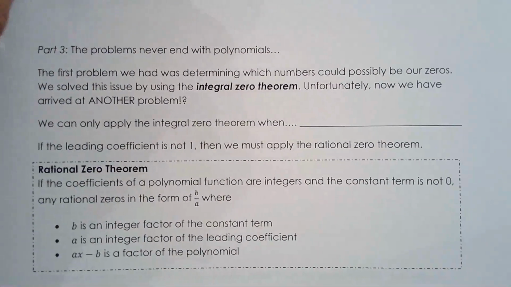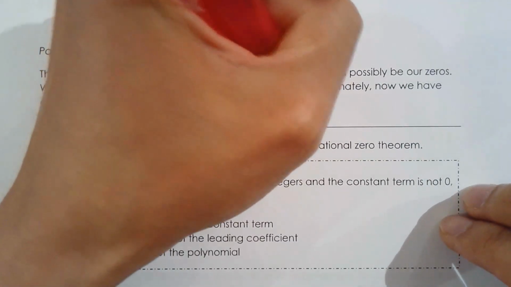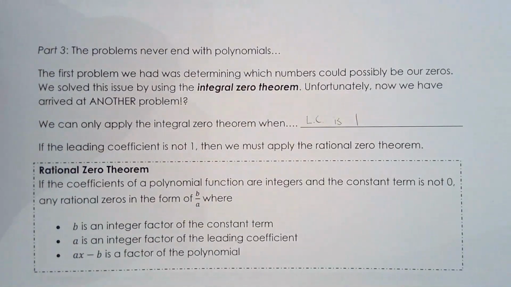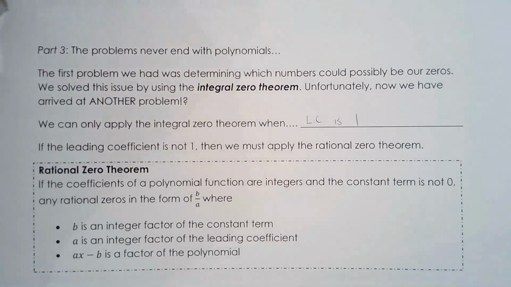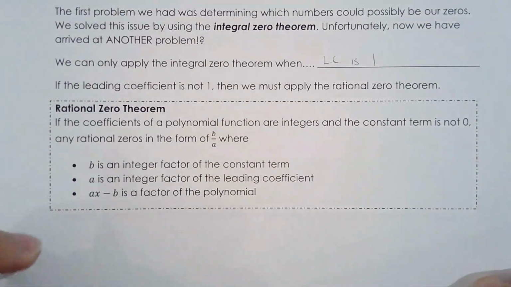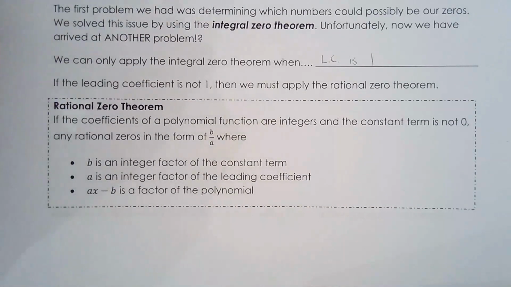So, like I said, there's one more problem. The integral zero theorem is great, but unfortunately it only works when the leading coefficient is 1. But I assure you, many of the examples that you'll be doing in the homework do not have a leading coefficient of 1. So if that's the case, then we have to learn one last theorem, which is called the rational zero theorem. It's actually very similar to what you did for the integral zero theorem.